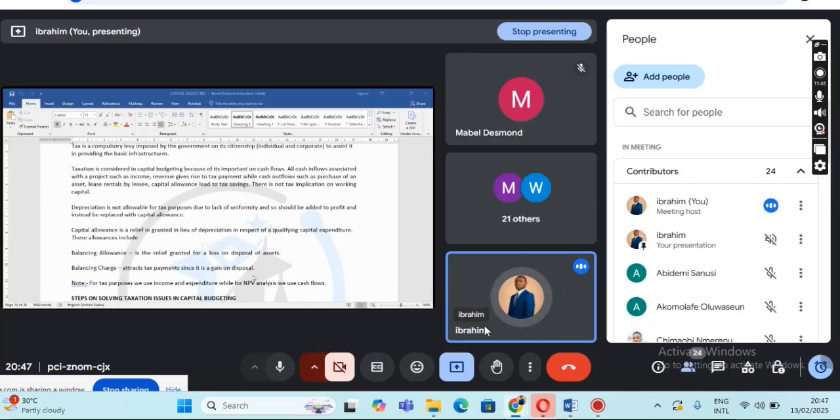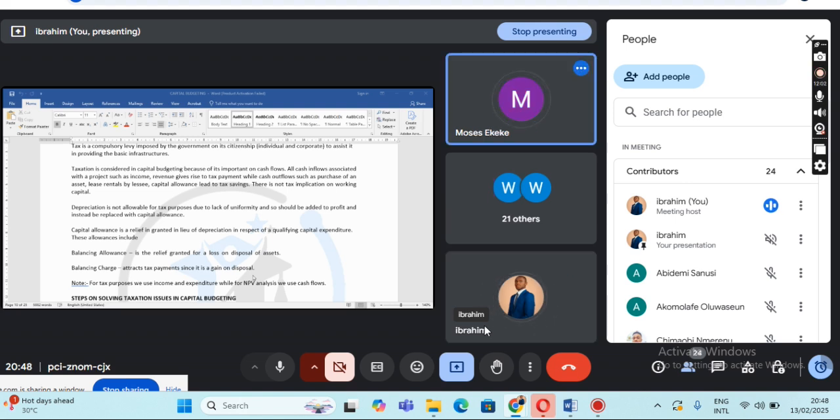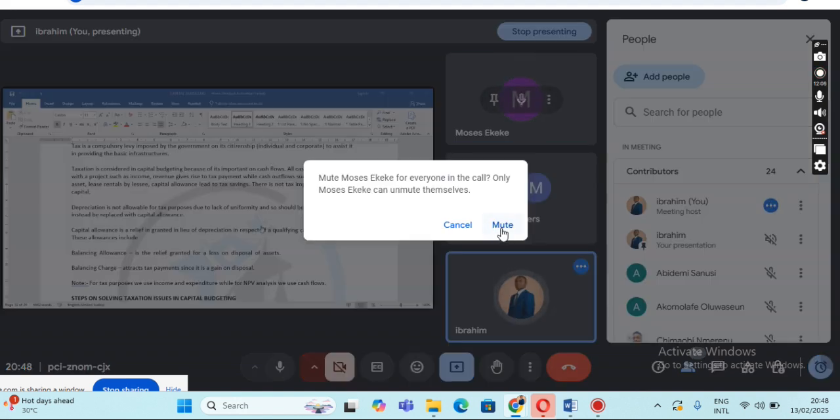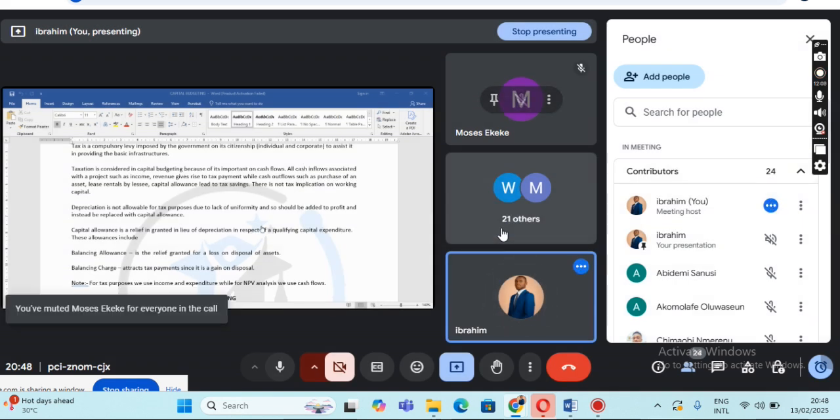Let me repeat this again. Chimobi bought an asset for 50 naira and sold the asset for 10 naira. The difference is 40 naira loss. The relevant tax authority will grant you an allowance, a tax relief on that. That is what we call tax savings on that investment. They will give you an allowance. That is why they say it's the relief granted for loss.